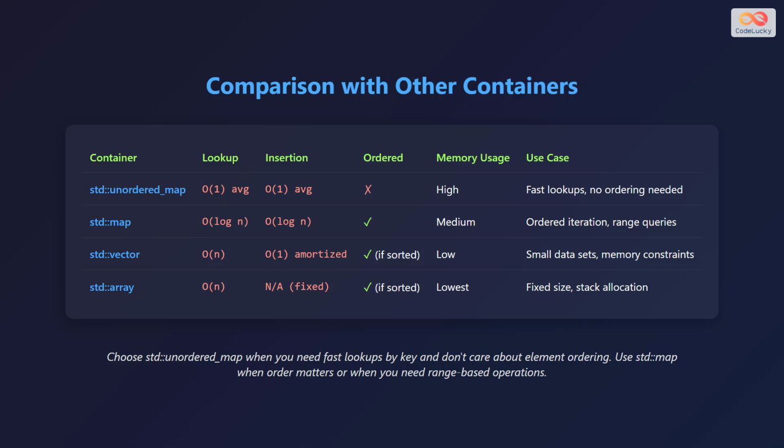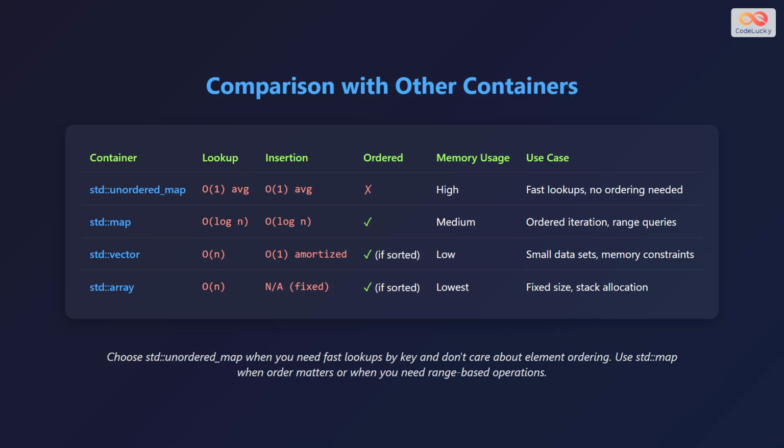It's useful to compare unordered maps with other containers to understand when to use each one. Standard unordered map offers an average time complexity of order of 1 for lookups and insertions, but it does not maintain element ordering and has high memory usage. Standard map provides ordered iteration with a lookup and insertion time complexity of order of log n and medium memory usage. Standard vector of pairs has a linear time complexity for lookups, but constant amortized time for insertions.